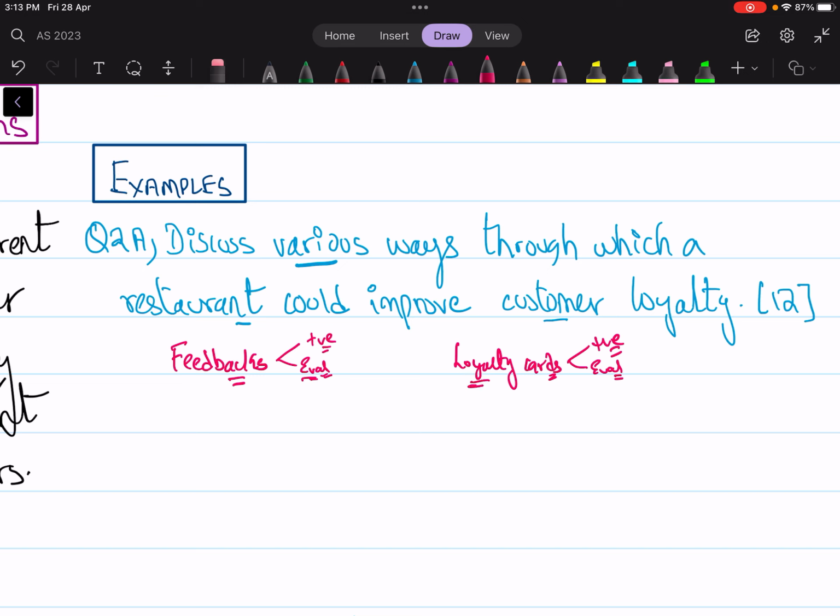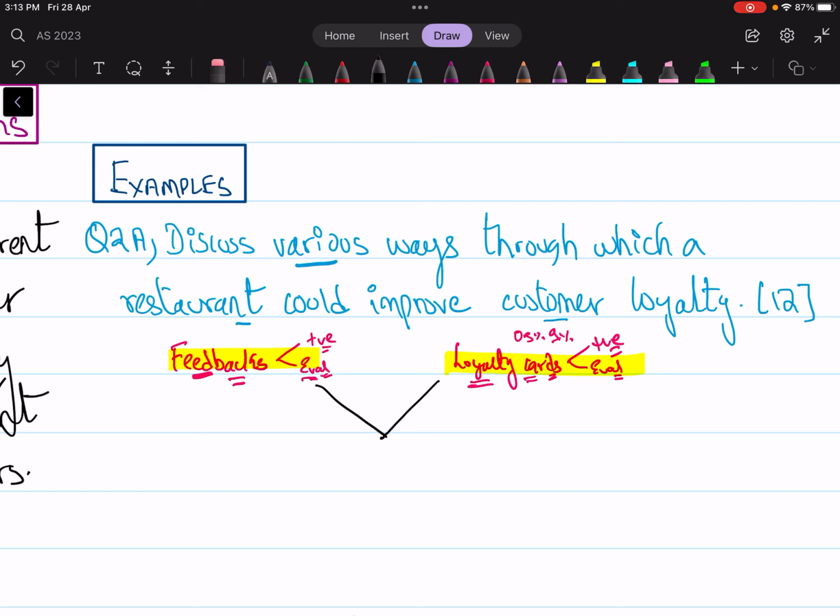Or perhaps the size of discount given in loyalty cards, if the size of discount is 0.5% or 1%, it may not please your customers as such. So you discuss feedbacks, chain of analysis, point evaluation. You discuss loyalty cards, chain of analysis, point evaluation. Now for the conclusion. Now since you have discussed multiple ways, you discussed feedbacks, you discussed loyalty cards, what you have to do is pick one thing.